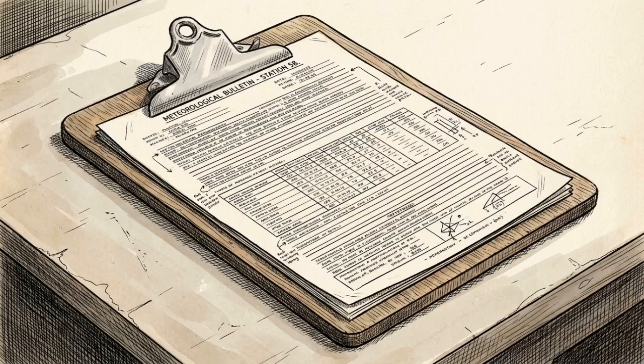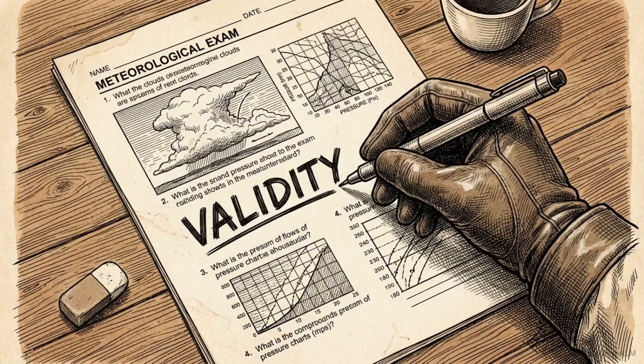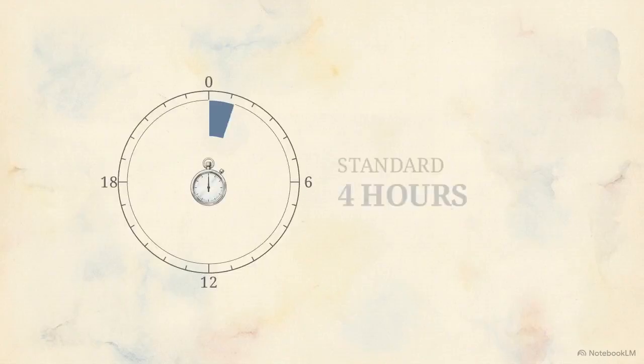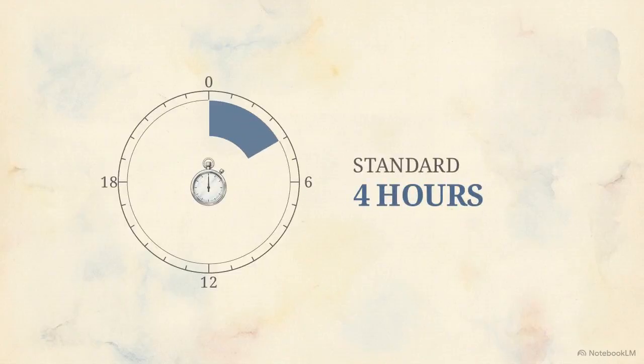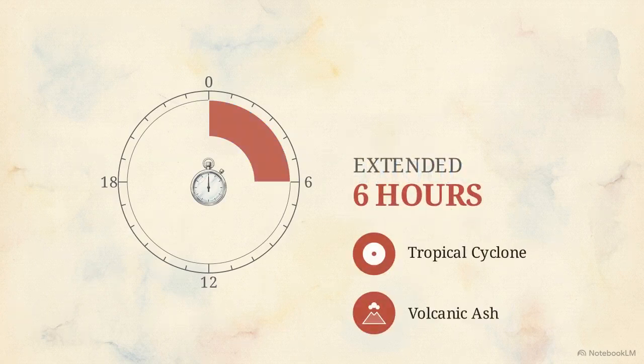The primary regulatory tool for this is the SIGMET, or Significant Meteorological Information. It warns pilots of widespread en route severe weather, including embedded thunderstorms, severe icing, and extreme turbulence, mapping out hazard polygons like the one shown here. For your exam, remember the exact validity periods. Standard SIGMETs are valid for a maximum of 4 hours, while those issued for tropical cyclones or volcanic ash can be extended to 6 hours.